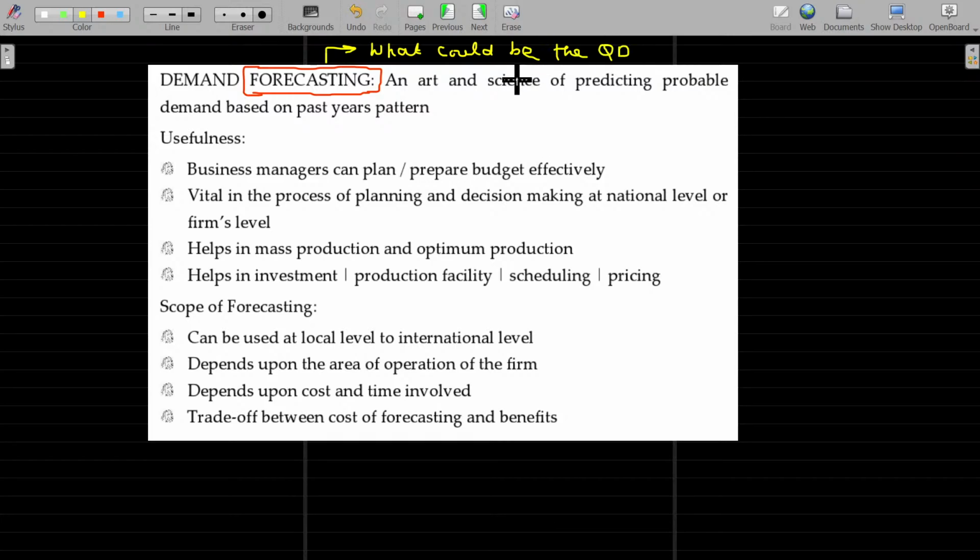Quantity demanded in future. It's an art and science of predicting the probable demand based on past years' pattern. It's again an art and science.